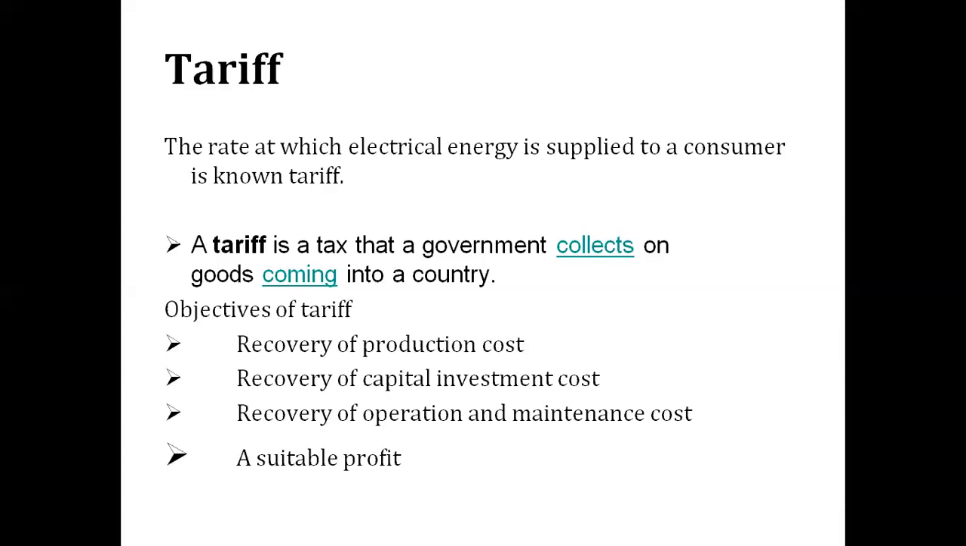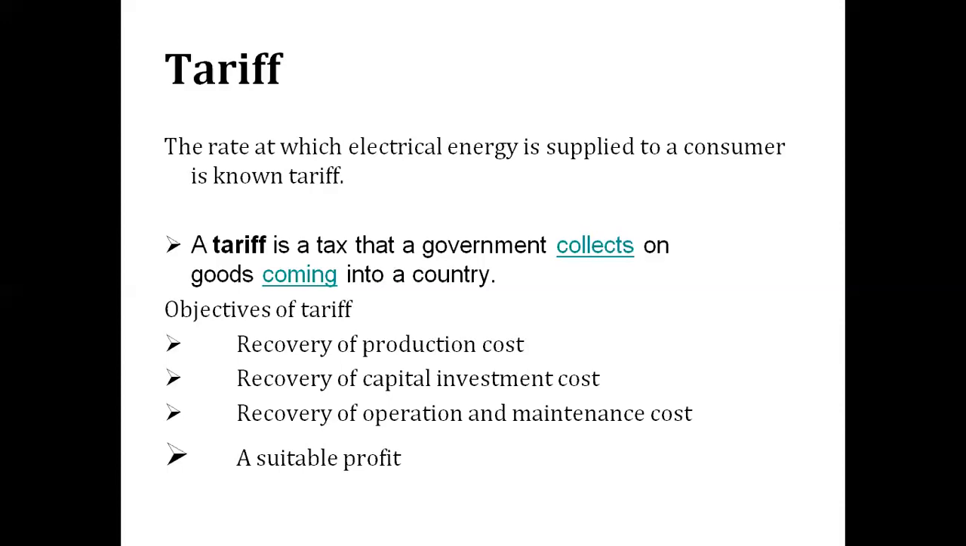Now, what is the objective of a tariff? Like other commodities, electrical energy is also sold at such a rate that it not only returns the cost but also earns a reasonable profit. Therefore, a tariff should include the following items. First is the recovery of the cost of producing electrical energy at the power station. Second is the recovery of cost of capital investment in the transmission and distribution system.